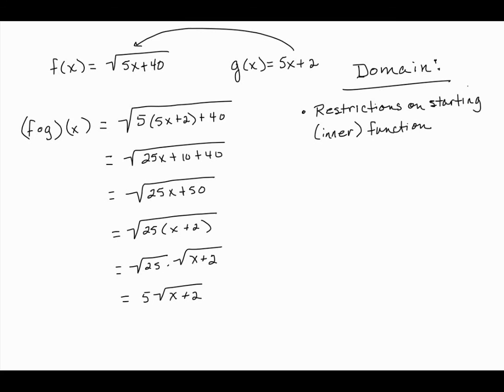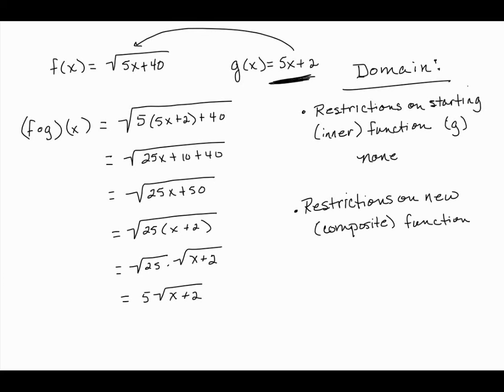Okay, our first step is to find any restrictions on my starting or my inner function. In that case, this is the function g. So what restrictions do I have on this function up here? Well, it's just a simple polynomial, so I don't have any restrictions. I can put any number in for x, and I'm going to get out a real number.